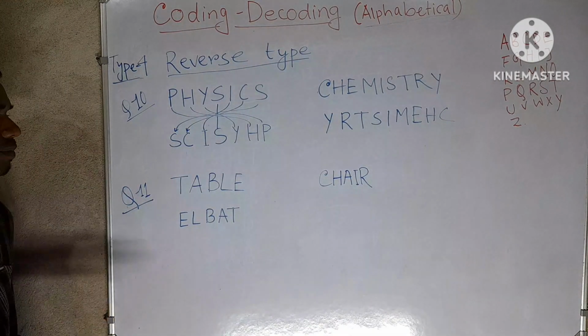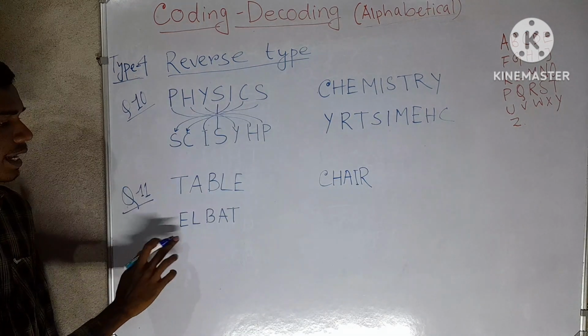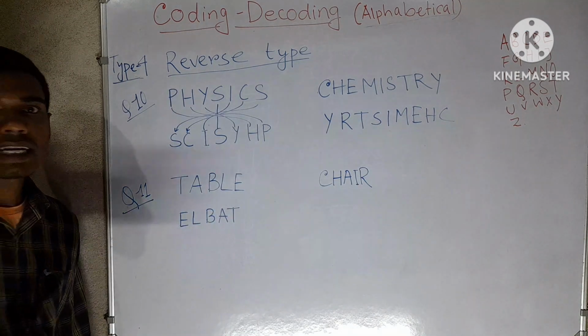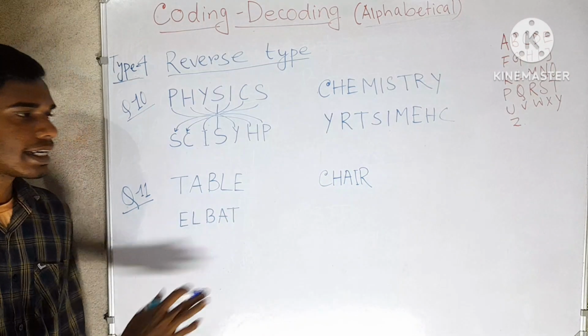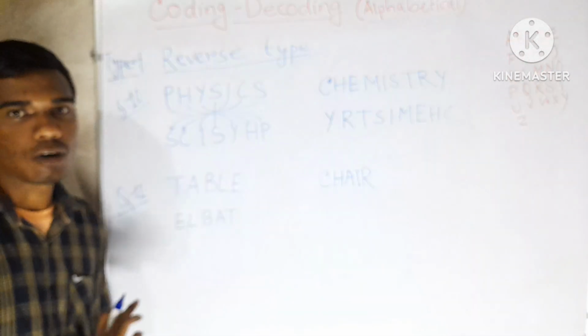Question number 11. If table is coded as ELBAT, then what is the code for chair? It is your homework. Write it in the comment box.